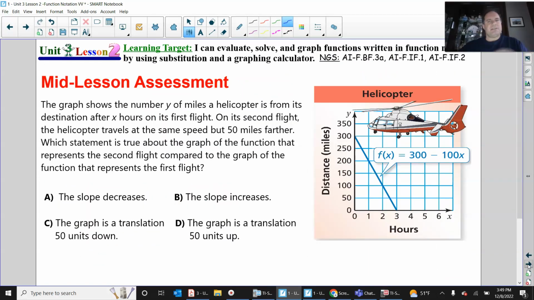All right, the mid-lesson assessment. Go ahead, try to do this, and see if you can press pause. We'll come back and review the answer. Try this problem, press pause now.